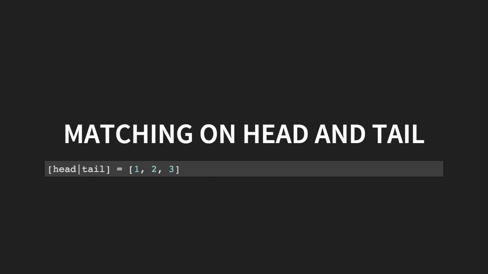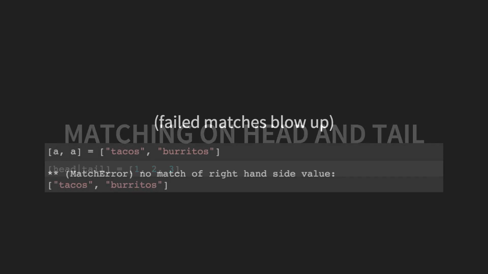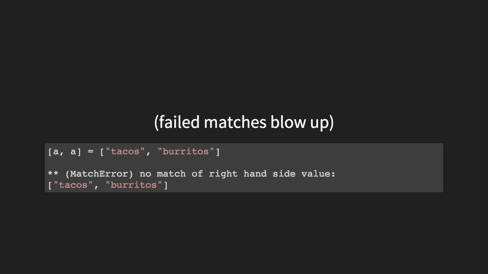You can match on head and tail like this. So at the end of this expression, head will be equal to 1 and tail will be equal to 2, 3. And then if you try to do a match that doesn't work, you blow up. So you get an error message like this. In this case, if you're saying A is equal to tacos, A can't also be equal to burritos, so that's a match error. A variable has to be constant throughout the entirety of the match.